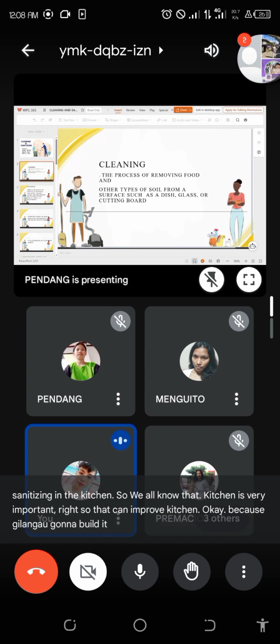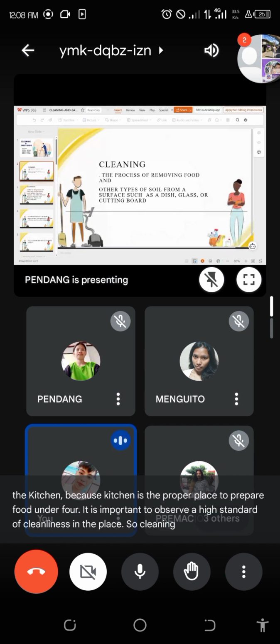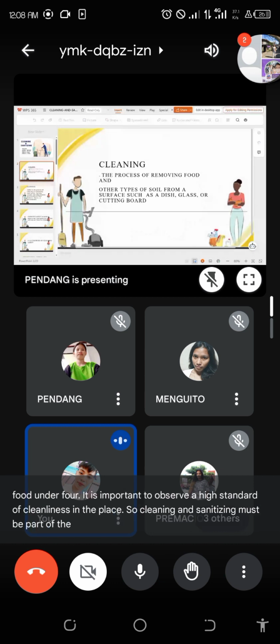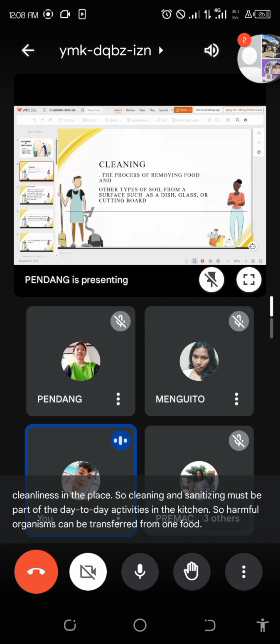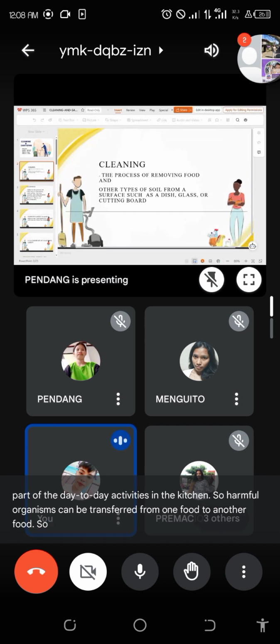So, we must clean the kitchen because the kitchen is the proper place to prepare food, and therefore it is important to observe a high standard of cleanliness in the place. So, cleaning and sanitizing must be part of the day-to-day activities in the kitchen. Harmful organisms can be transferred from one food to another if surfaces are not properly cleaned and sanitized.